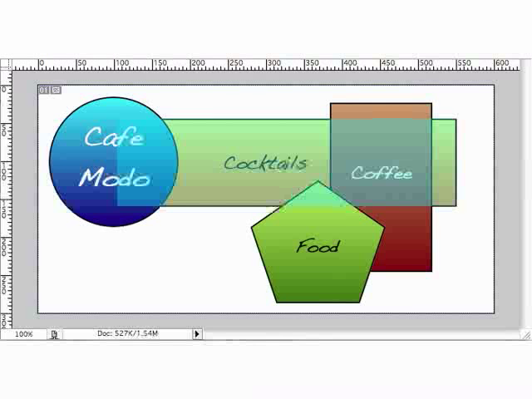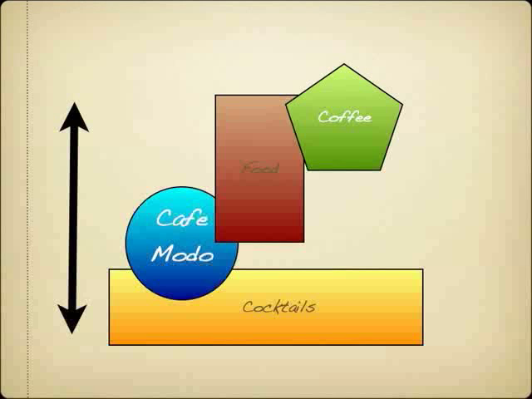This means that if you click on an area inside the cocktails rectangle that also intersects with one of the other areas, you won't go to the cocktails, you'll go to the link associated with that other area. So cocktails is at the bottom.